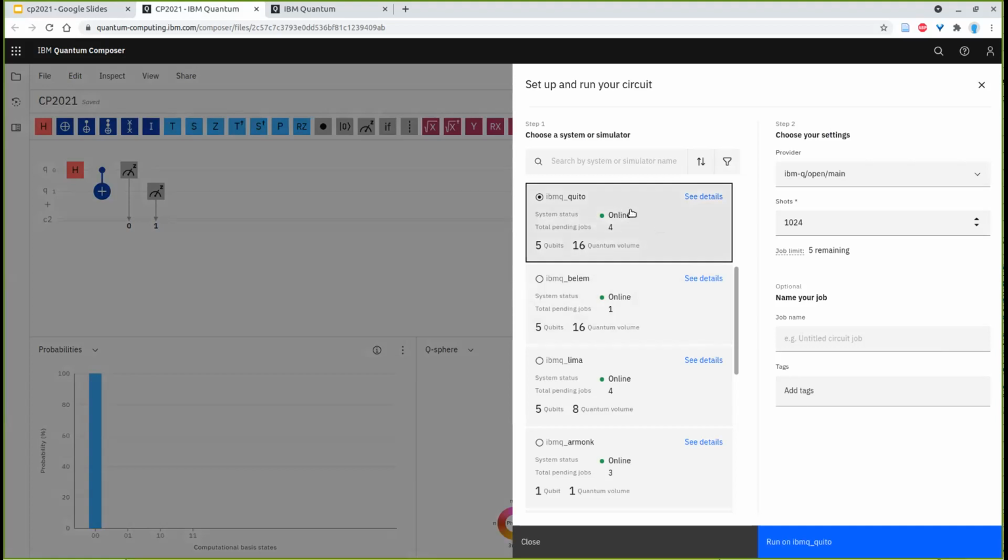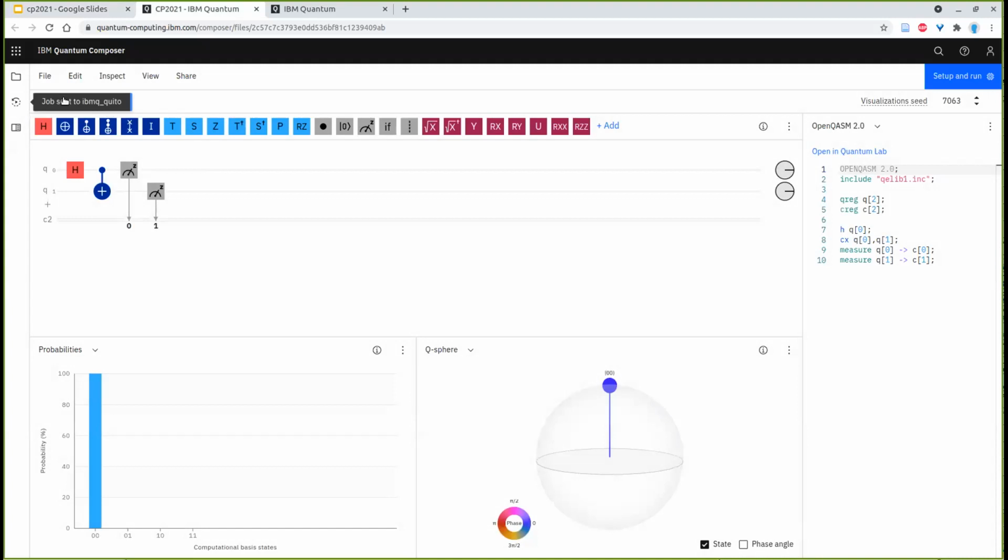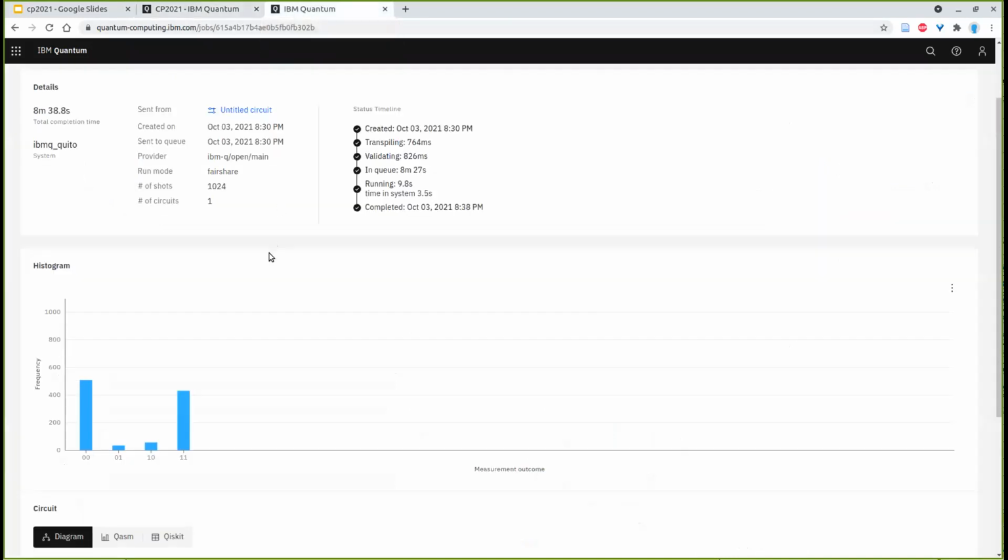I'll pick the first one here arbitrarily, and I can click run. We'll see our job was sent to that device. Depending on how many people are trying to use the quantum computer at whatever time you run this, you may have to wait a few minutes. For the talk, I went ahead and ran that previously, so we can see the results here. What we see is that you do indeed measure 00 and 11 most of the time, but not all of the time.